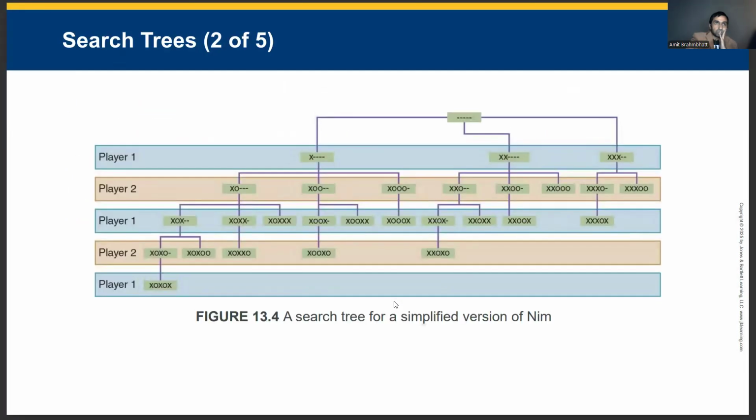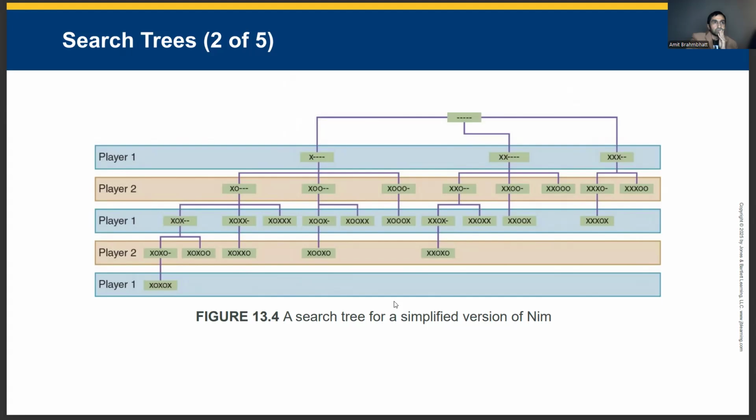Slide 18, Search Trees, 2 of 5. This slide shows a search tree for a simplified game of NIM. Players choose moves, and each branch represents a different choice. The tree helps determine optimal strategies by evaluating possible future positions. Even for simple games, trees quickly get large, showing why smart pruning techniques are needed.